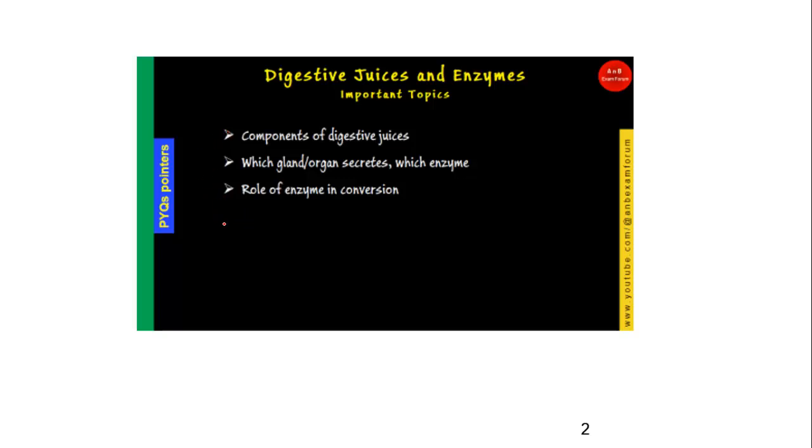The first one is the components of digestive juices. The second one is which gland secretes which enzyme. This is very important, I am marking it as very important. The next one is the role of enzymes in conversion. You know that there are various nutrients like carbohydrates, proteins and fats, so you need to know which enzyme converts these components into what. That is also one important topic which is generally asked in the exam.